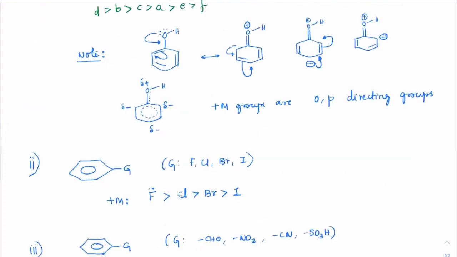Ortho and para, they are OP directing. Means negative charge is here, so they will come here. Electrophile is always plus, right? It is coming empty, so it wants negative charge, no? So it will attack on ortho and para.